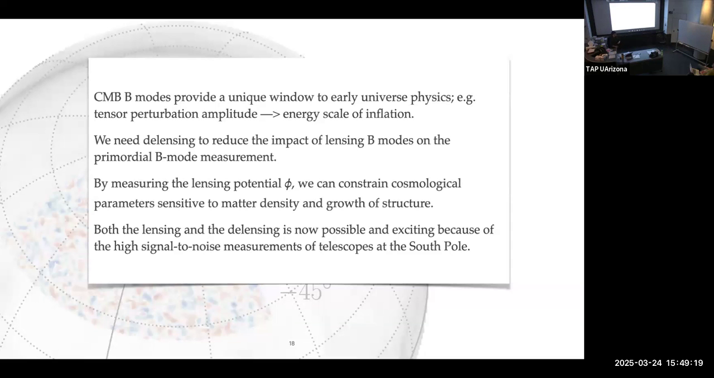So a brief summary of just the introduction part. B-modes provide a unique window to early universe physics, and we need delensing to reduce impacts of the lensing B-modes on primordial B-mode measurements. And by measuring the lensing potential phi, we can constrain cosmological parameters sensitive to matter density and growth of structure. Now, both lensing and delensing are possible and exciting because of the high signal-to-noise measurements of telescopes at the South Pole.